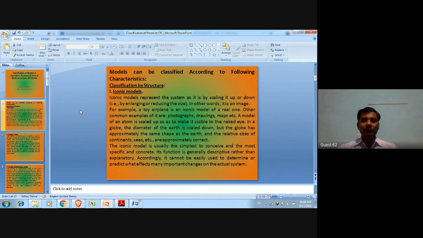A model of an atom is scaled up so as to make it visible to the naked eye. In a globe, the diameter of the earth is scaled down, but the globe has approximately the same shape as the earth, and the relative size of the continents, seas, etc. are approximately correct. Also, the iconic model is usually the simplest to conceive and the most specific and concrete. Its function is generally descriptive rather than explanatory. Accordingly, it cannot easily be used to determine or predict what affects many important changes on the actual system.